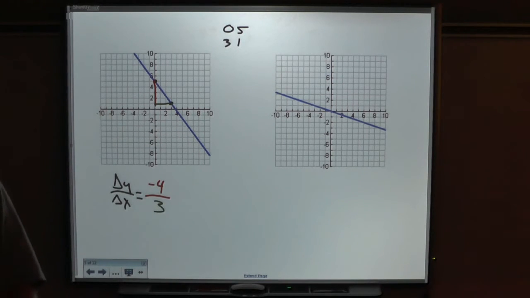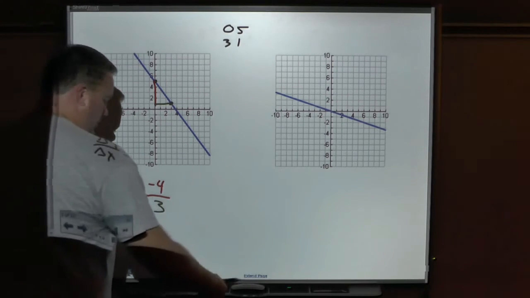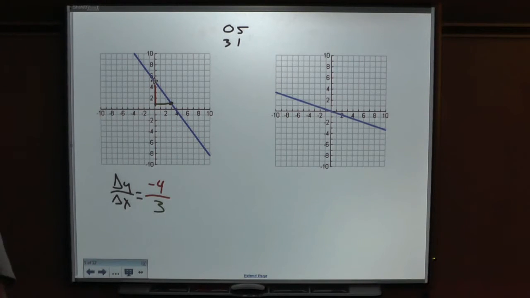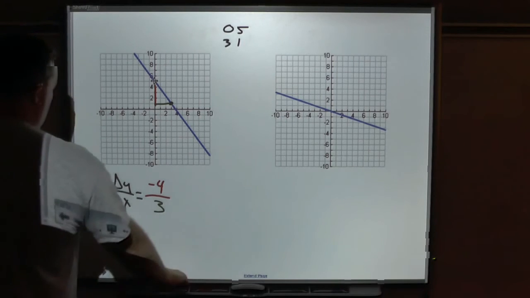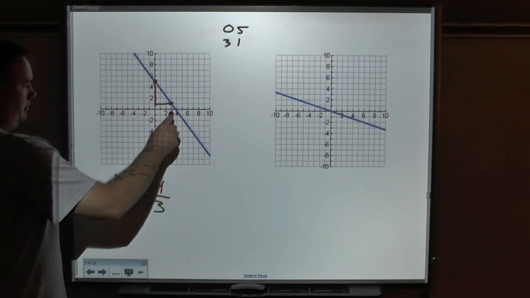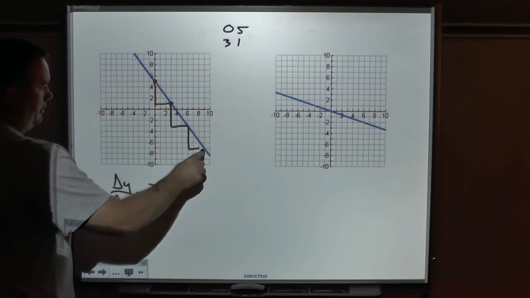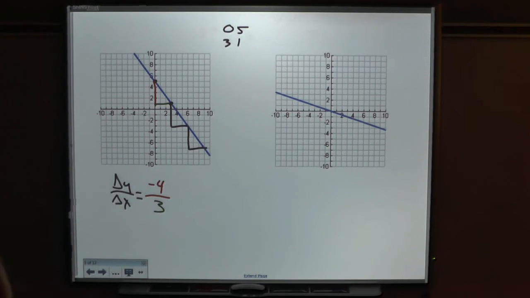That's a positive number. Now, the slope of this line is negative 4 over 3. You cannot reduce negative 4 over 3, so you leave it as negative 4 over 3. And what this means is 4 units down, 3 to the right. It is a negative slope. It decreases as you look at it from left to right. And it is okay to have a fraction.